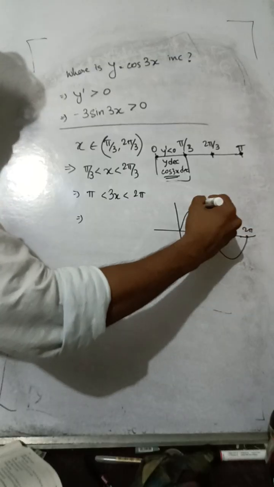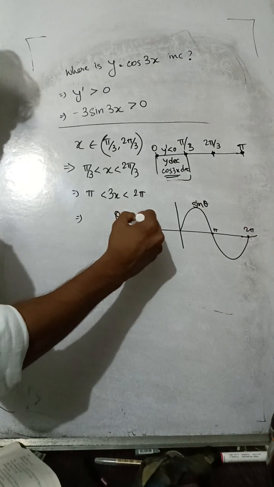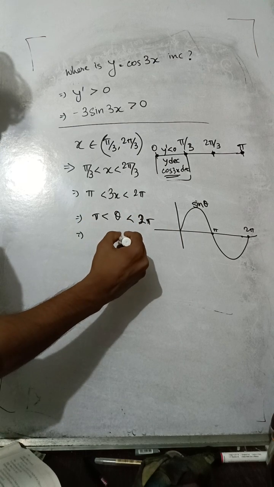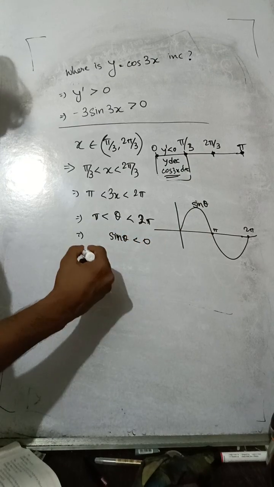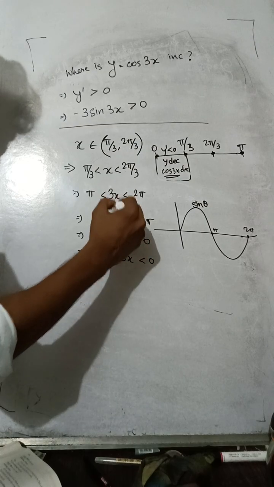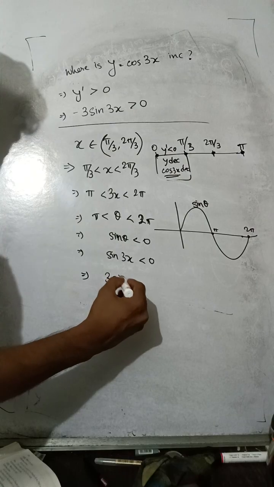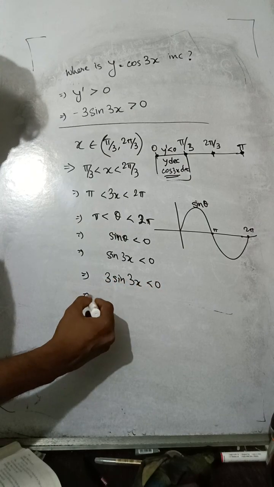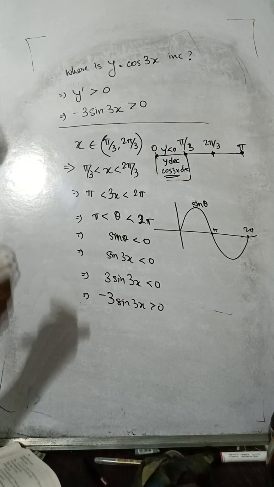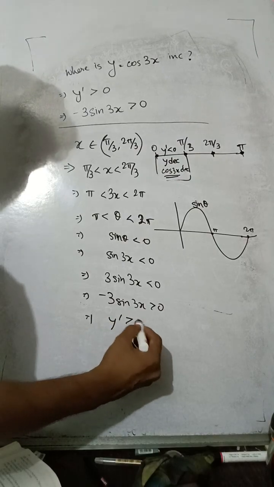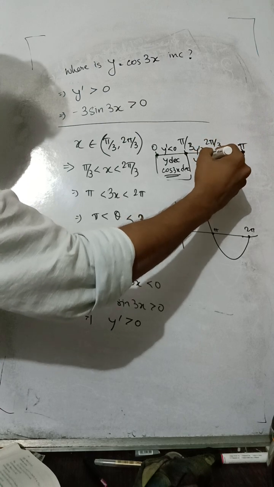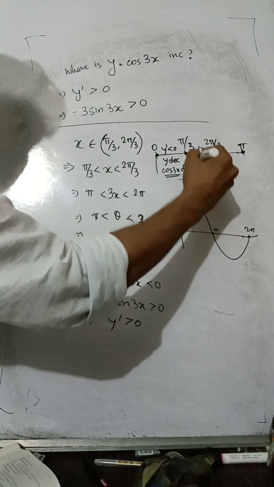So look, sine theta, let this be theta, between pi and 2 pi. So sine theta will be negative here. If sine theta is negative, that means sine 3x is negative, and that means minus sine 3x is positive. So our y dash is positive. So in this region y dash is positive and y is hence increasing. This is in this region.